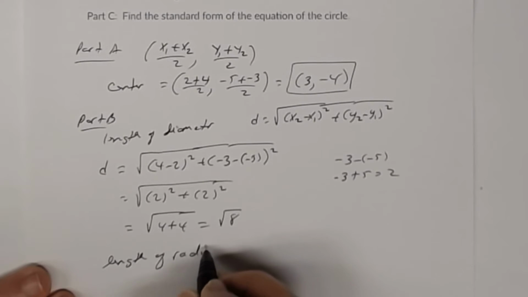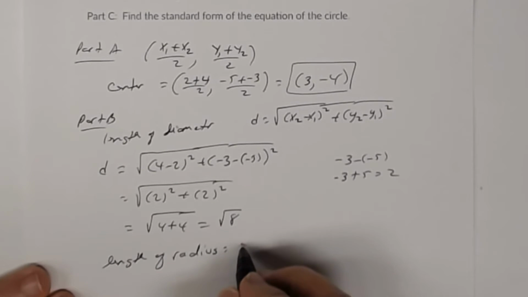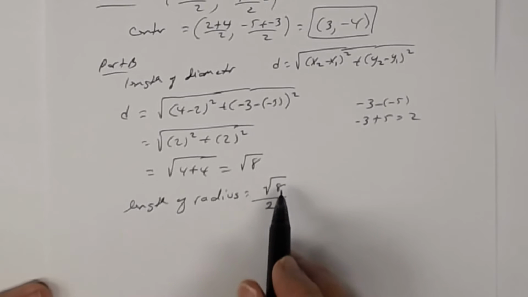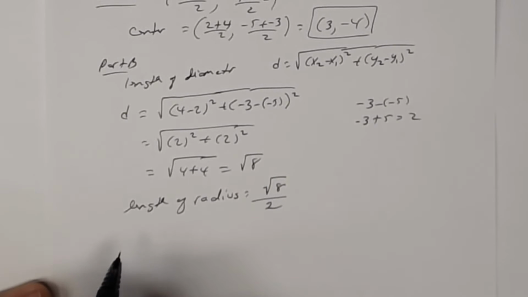Well, remember, the length of the radius is half the diameter. So the length of the radius will be the square root of 8 divided by 2. So that's the length of the radius. And leave it like that. You can go ahead and simplify the square root of 8 here if you want to, but I'm going to leave it like that.